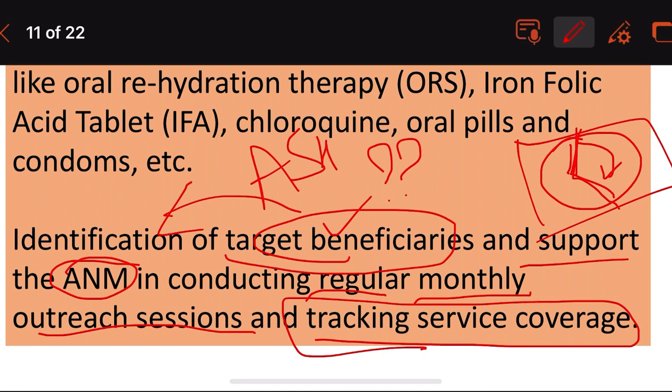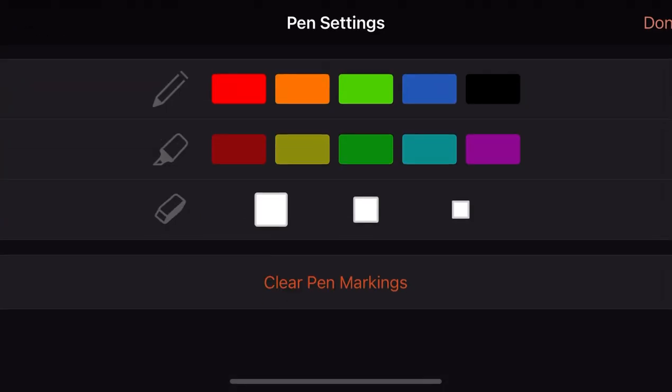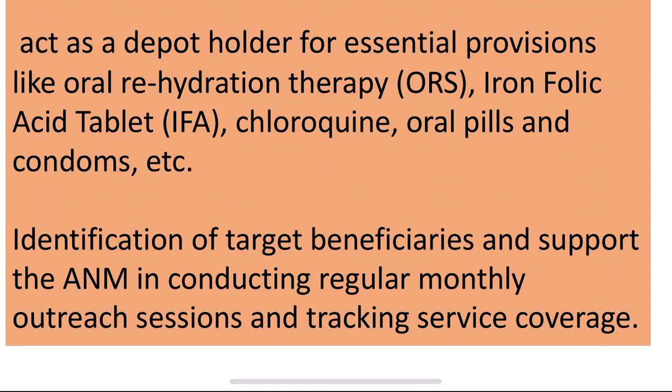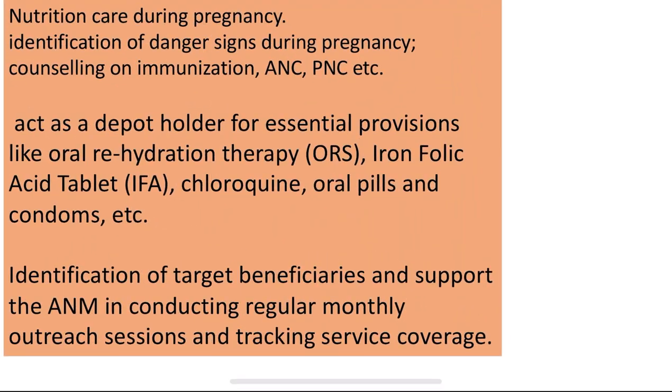Then this ASHA worker will provide facilitative support to the auxiliary nurse midwife by tracking the service coverage, how far the area has been covered. So she will track the service coverage and also help the ANM in conducting the regular monthly outreach sessions. In the regular monthly outreach sessions, she will provide support and also track the service coverage.